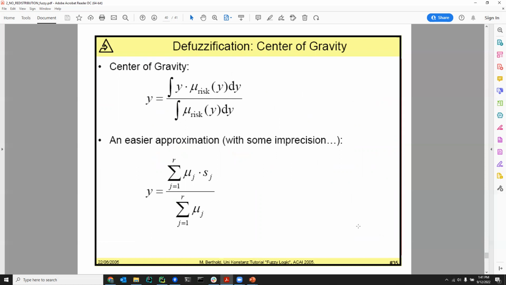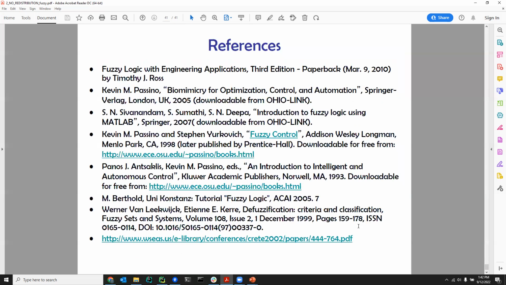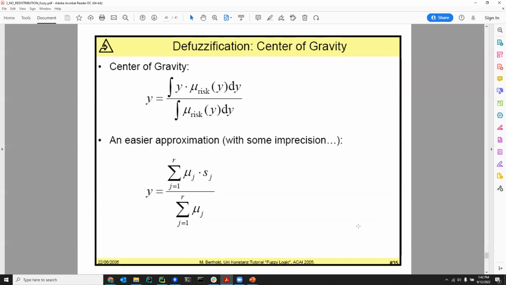There are multiple different ways to do defuzzification. One of the most popular is center of gravity. There are also several approximations for doing this out there in the literature. These are by no means the only ways. There are all sorts of ways to defuzzify that distribution.